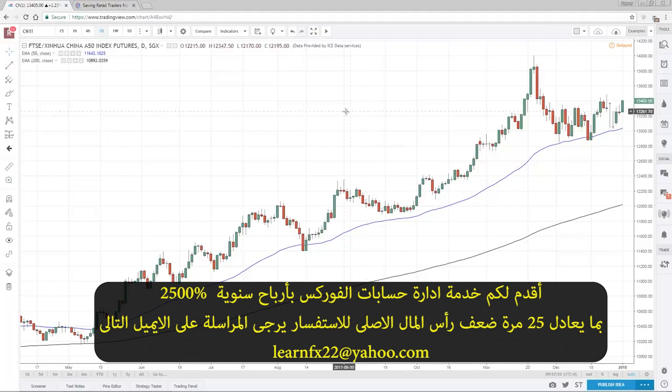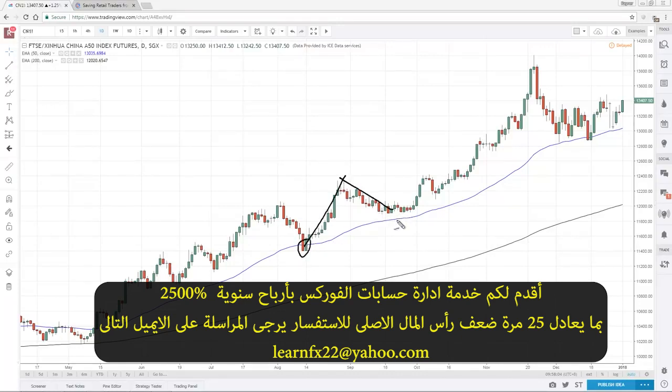So this is the China A50 market. Again, same thing, right? The price is above this 200 period moving average, so you look to long only. Then I define the area of value, which is the 50 period moving average. Okay, so you can see that it tested once. Let me use this pen tool. Tested once over here.